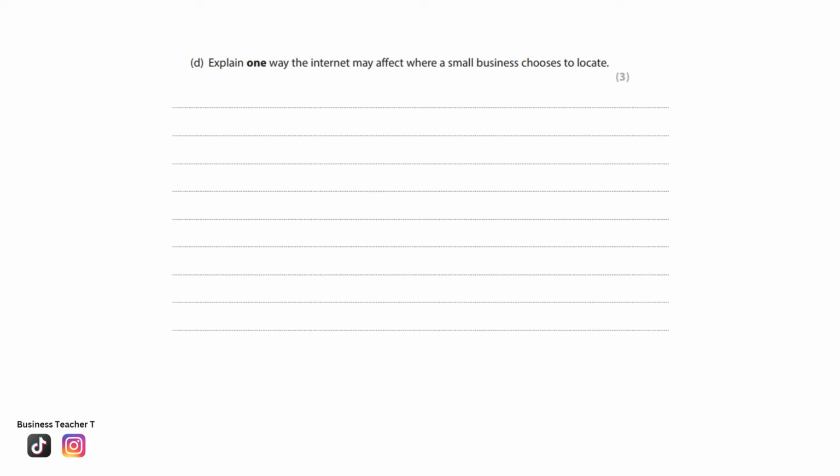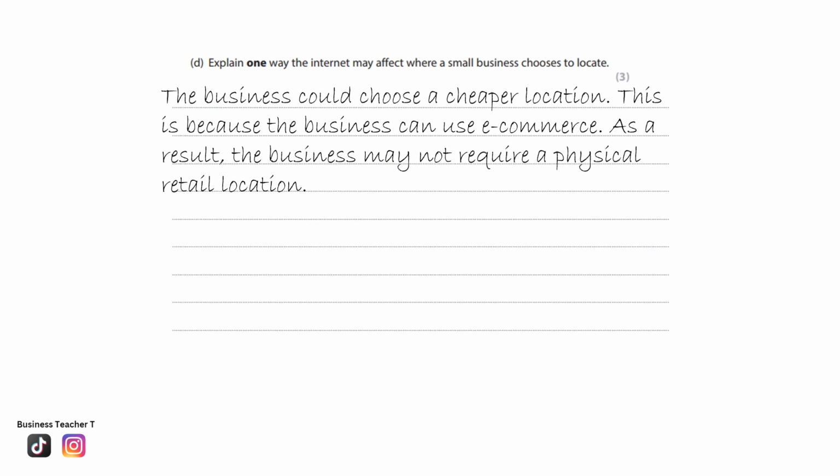Another 3-mark question. Explain one way the internet may affect where a small business chooses to locate. And here is a possible answer. The business could choose a cheaper location. This is because the business can use e-commerce. As a result, the business may not require a physical retail location.